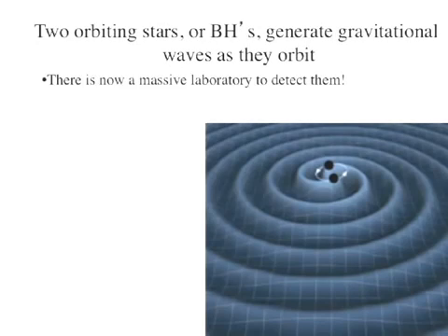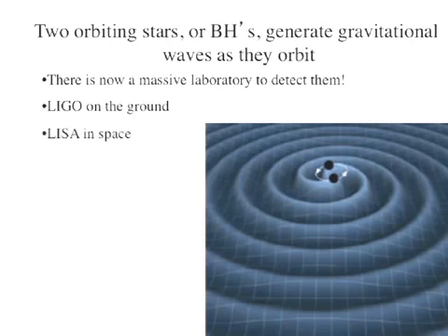Now, in order to detect this, you need a really massive laboratory to see this ripple. It's a very, very small ripple. To do this, they've built an observatory called LIGO. This is the name of the observatory on the ground. And there's another one under design. LISA is being designed by the European community. And what do they look like?